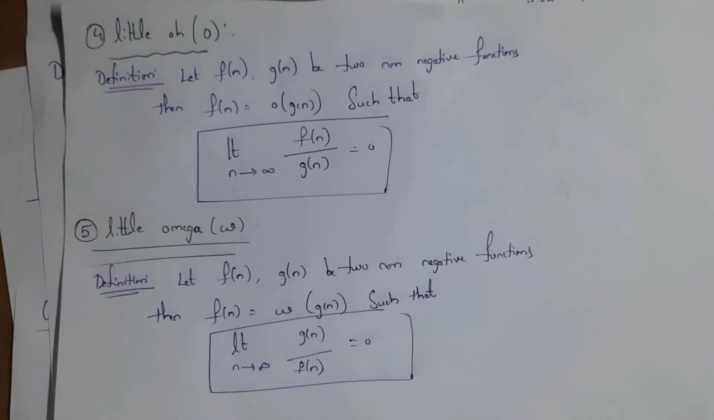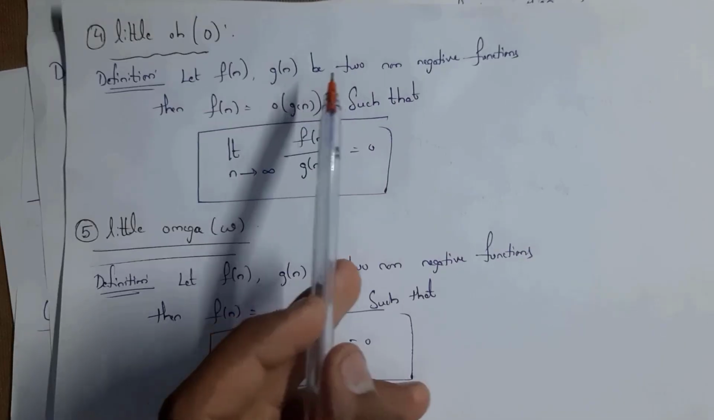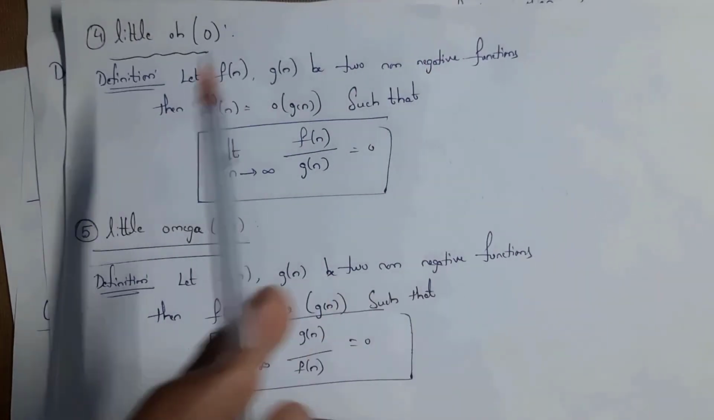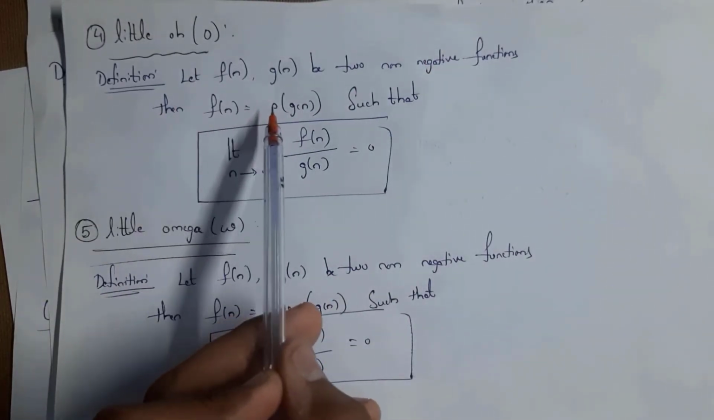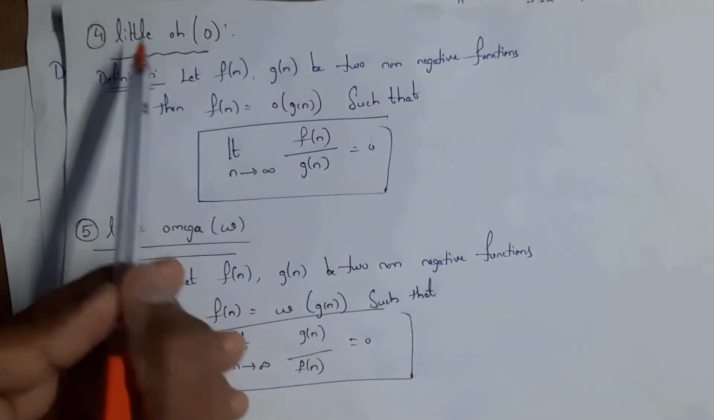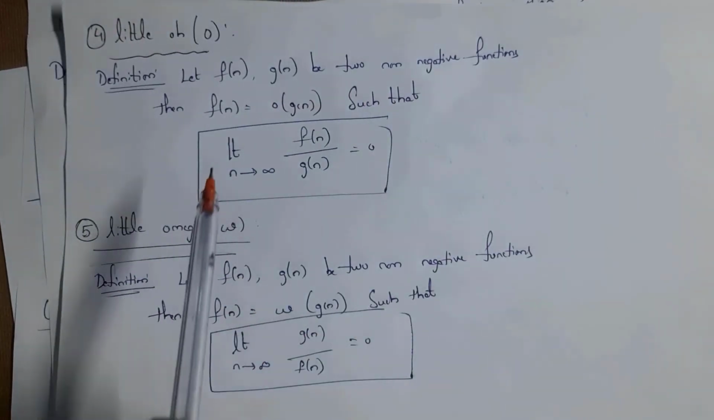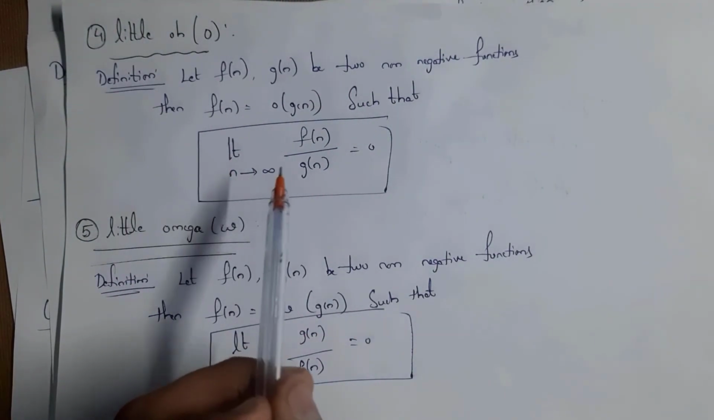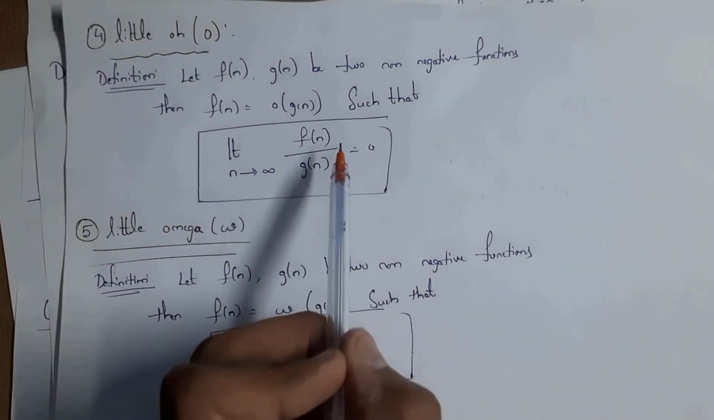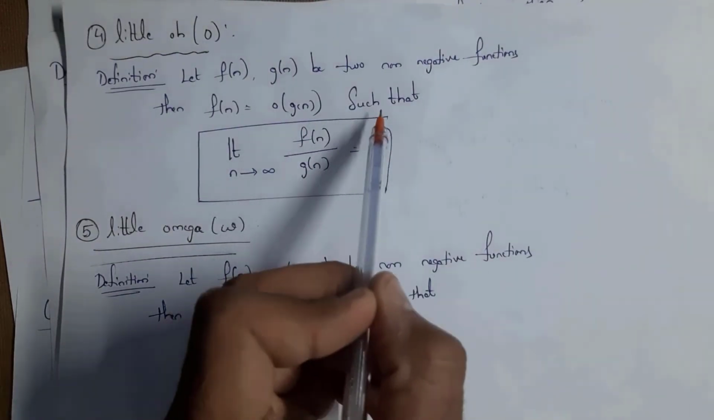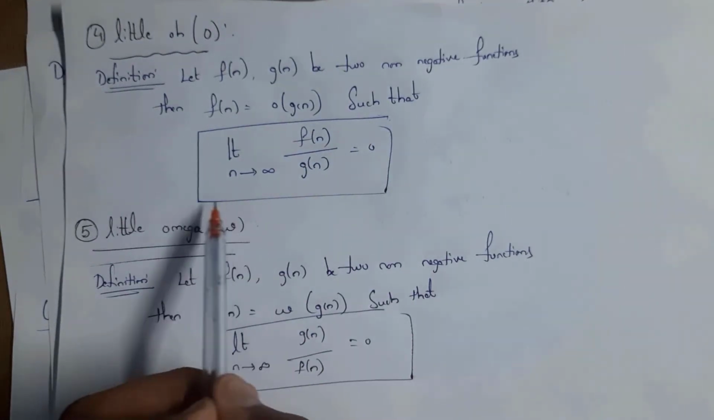Next, little o notation. There is no example and graphical representation of little o notation. There is only a definition. The definition is, let f of n comma g of n be two non-negative functions, then f of n equal to small o of g of n, because it is little o notation, such that limit n tends to infinity, f of n by g of n equal to 0. This is little o notation.